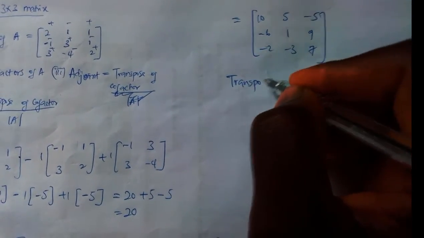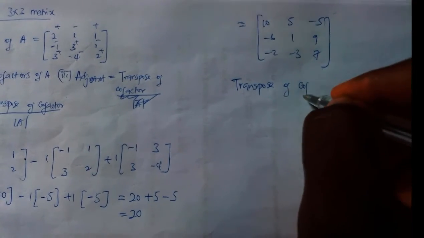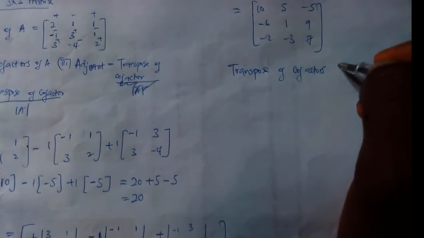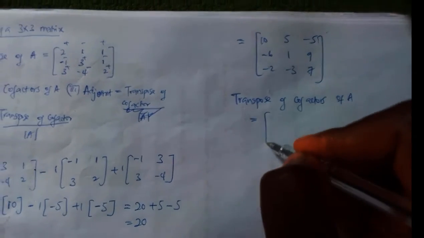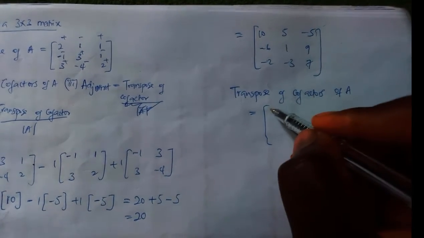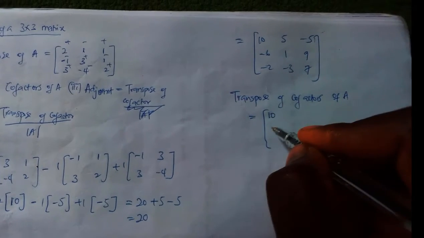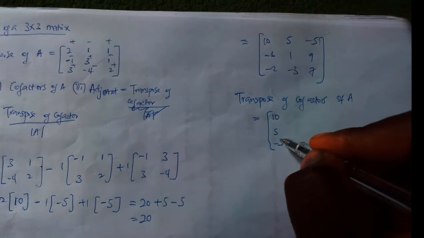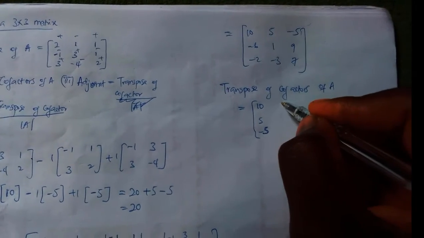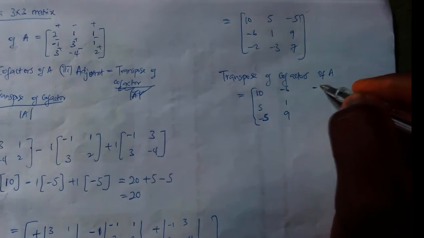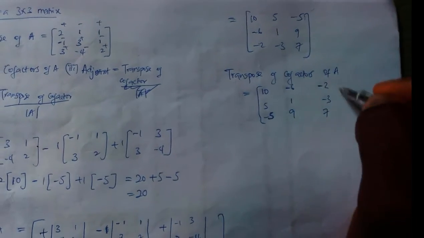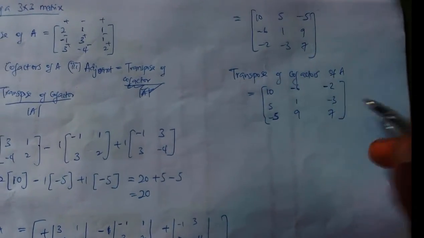Now after getting my cofactors of A, I can now find the transpose of cofactors of A, which is simply by changing my rows to columns. So my first row was 10 5 minus 5. It now becomes like this. Next row, which is minus 6 1 9, and the last one, which is minus 2 minus 3 7. So that's the transpose of my cofactor.